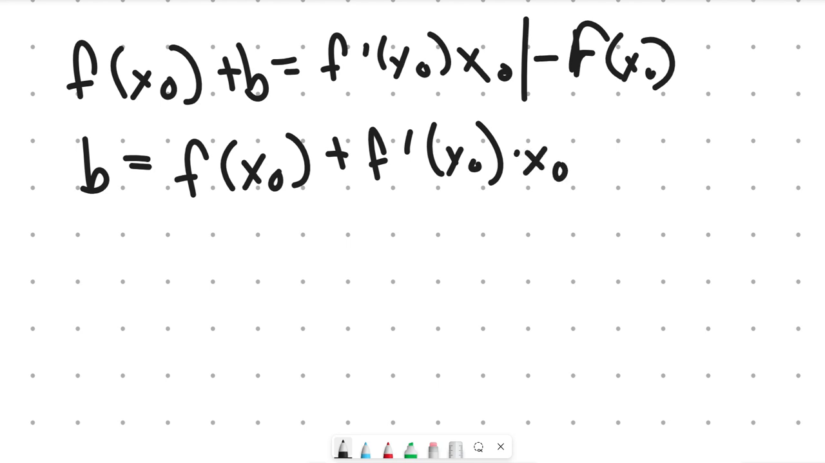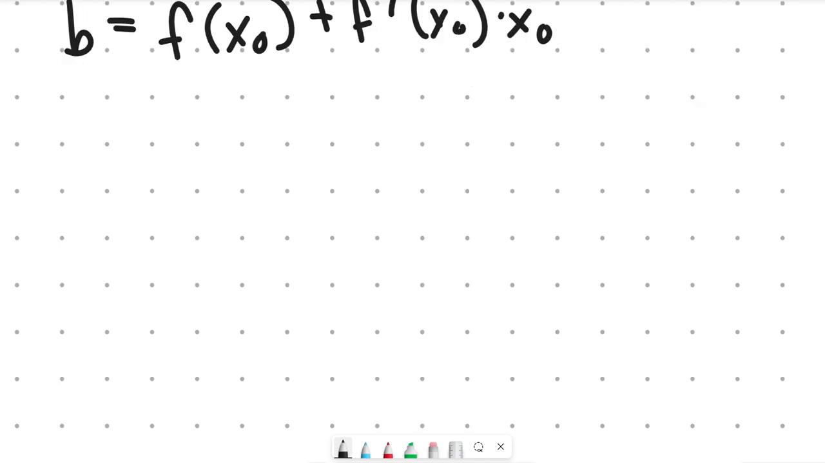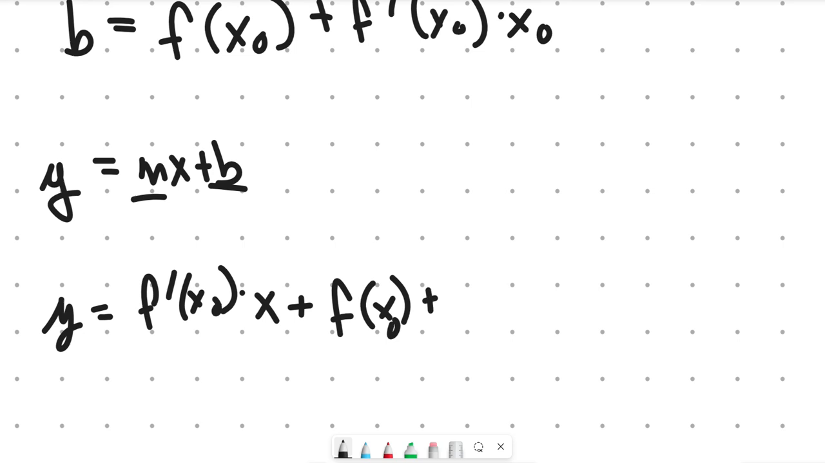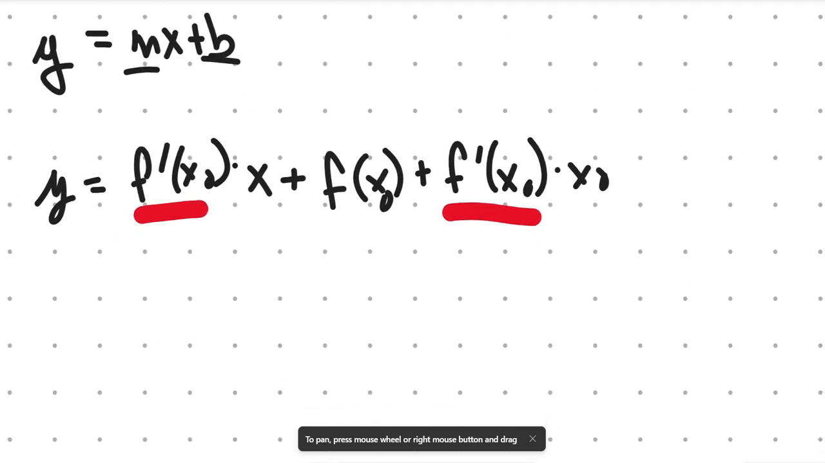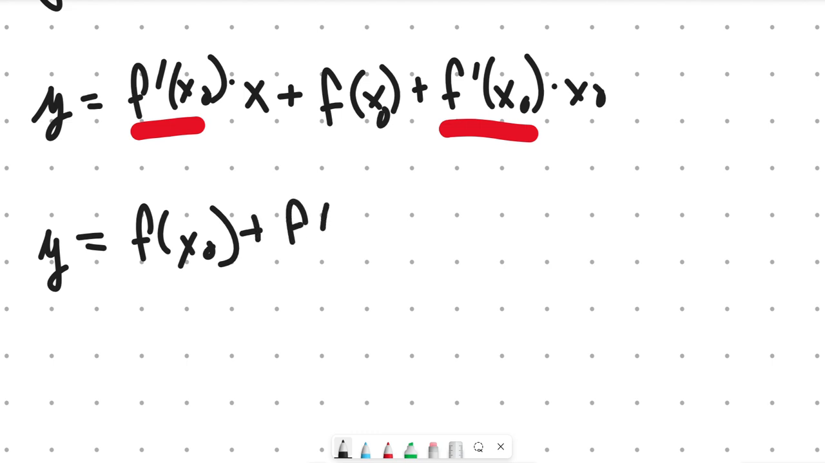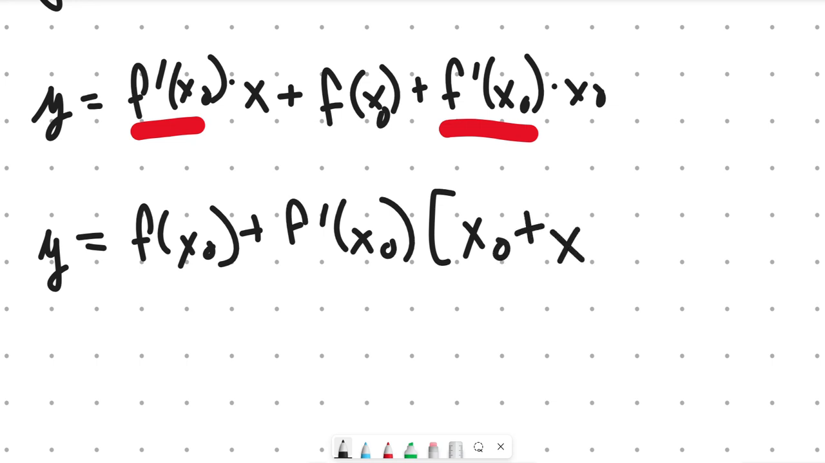Okay, very nice. Since we have all the information, we can write the slope formula, y is equal to mx plus b, and plug in the m and the b, so we would get f prime of x naught times x plus f of x naught plus f prime of x naught times x naught. Now since we have f of x naught and f prime of x naught on both sides, we can factor it out and say that we have the final formula, y is equal to f of x naught plus f prime of x naught times x naught plus x, right?